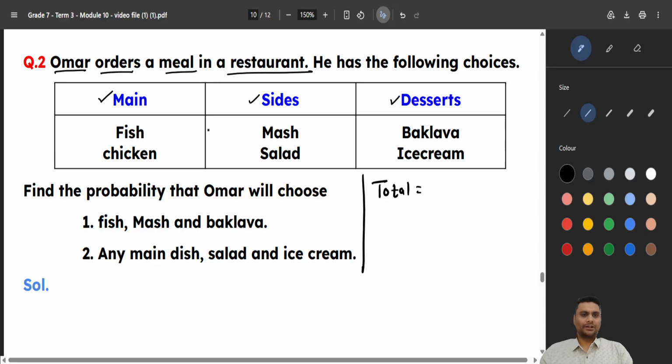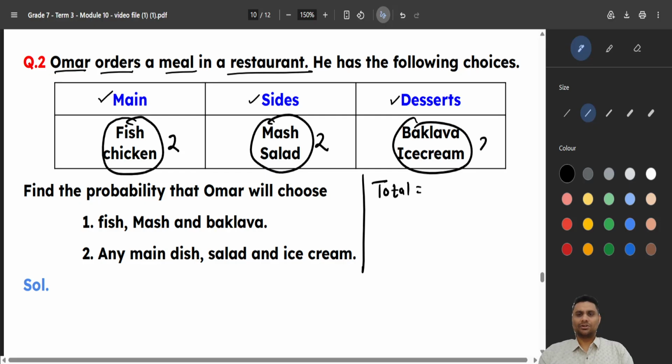Different outcomes. So you will simply say, how many main dishes here? Two main dishes. How many sides here? Two sides here. How many desserts here? Two desserts here. So my total number of different possible outcomes will be 2 times 2 times 2. That is, I can make 8 different outcomes. So my total will remain 8 only. Okay.